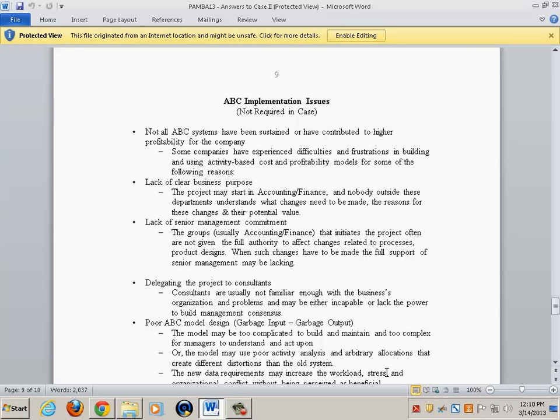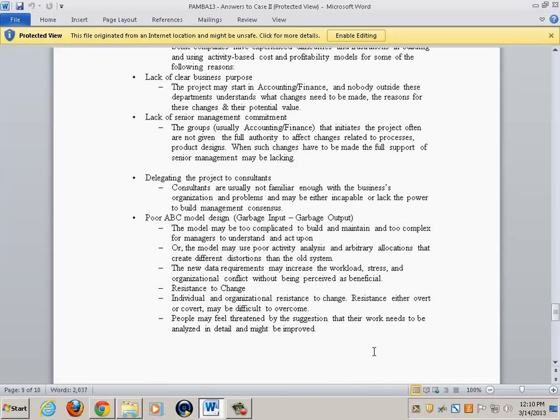The idea is maybe ABC is a good method, but when it's implemented, there can be issues. There can be important issues in terms of the quality of implementation. So there's a listing here and arise, self-explanatory. If there are any questions, I'd be happy to answer them.